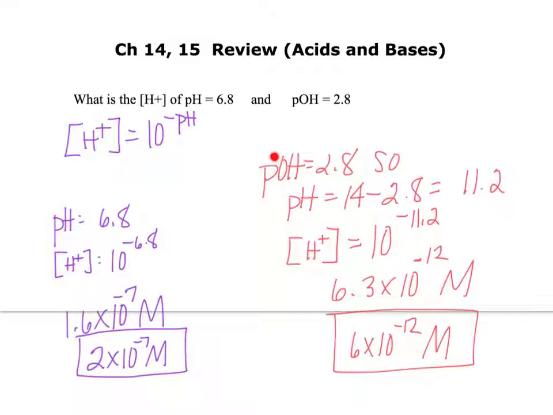The second one is when we have a pOH of 2.8. We can't go directly to it, so we have to subtract that from 14, and then we get a pH of 11.2. Now we can raise 10 to the negative 11.2, and we get 6.3 times 10 to the negative 12 molar. Again, we have one decimal place, so we need one significant figure in our answer. So the correct way to write that would be 6 times 10 to the negative 12. And again, it's a concentration, so we need to put the molarity on it.